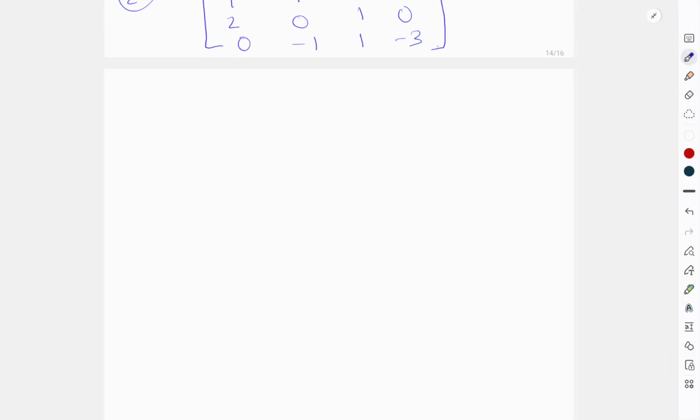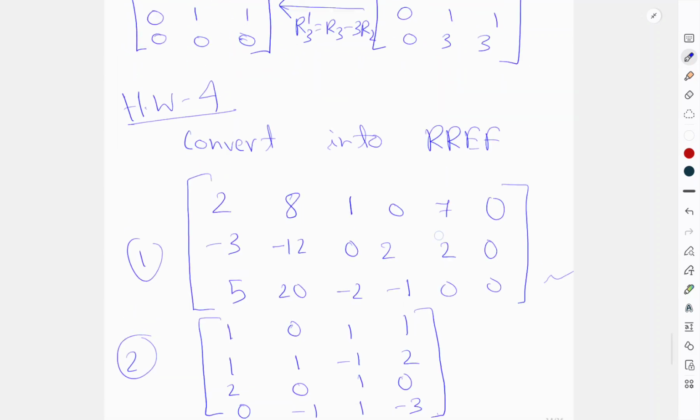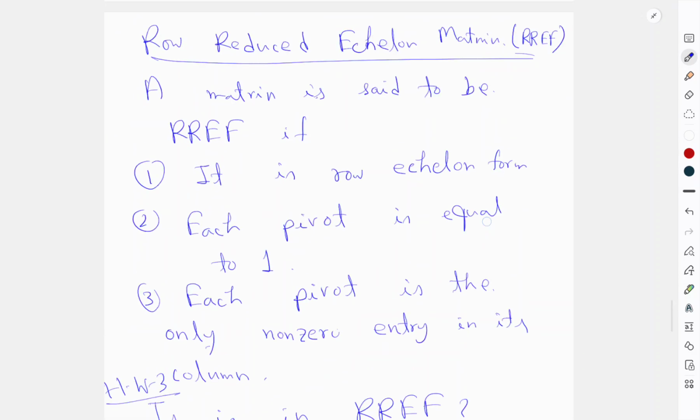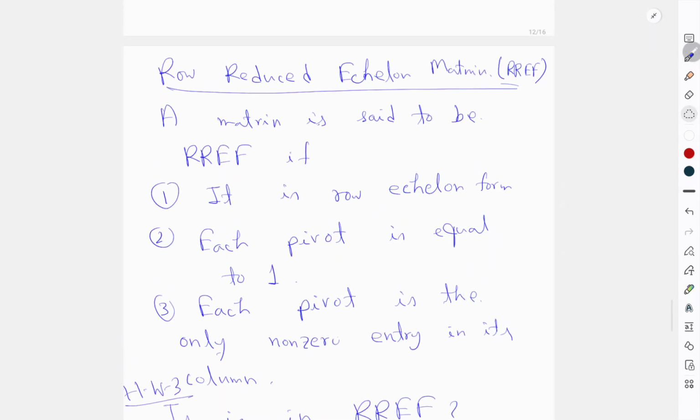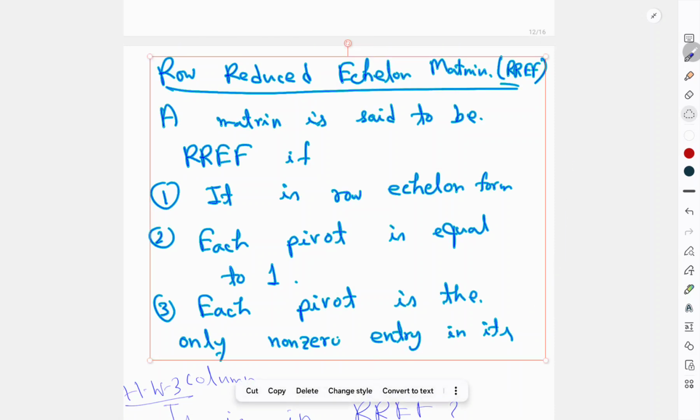So in our last class we have discussed the row reduced echelon matrix. I think you can recall what the properties of the row reduced echelon matrix are, right? Now a similar thing holds for the column reduced echelon matrix also. Okay, I'm just going to write down the properties of the column echelon matrix.